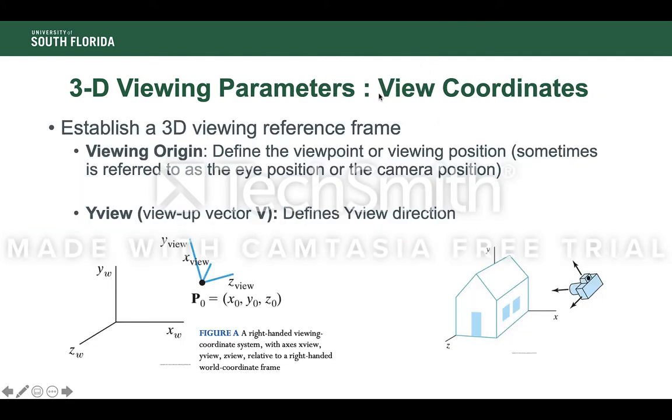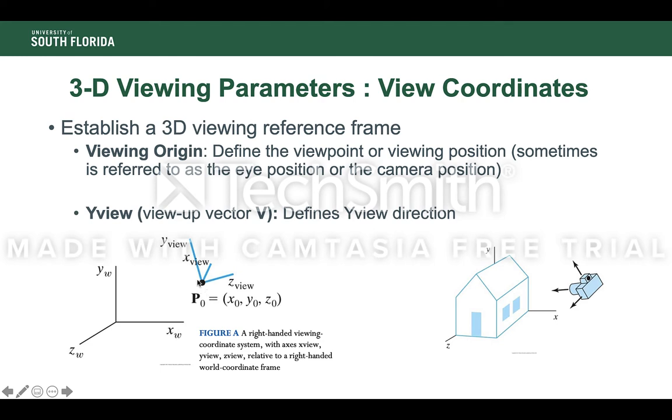While doing this, we need to consider a few parameters which are known as 3D viewing parameters. The first ones are view coordinates. We establish a 3D viewing reference frame. It has two parts: one is the viewing origin, and another is Y view, which is nothing but the view up vector V. The viewing origin defines the viewpoint or viewing position. Sometimes it's referred to as the eye position or the camera position. Here you can see this is the camera position. You can consider this as the viewing origin because you are viewing from this side.